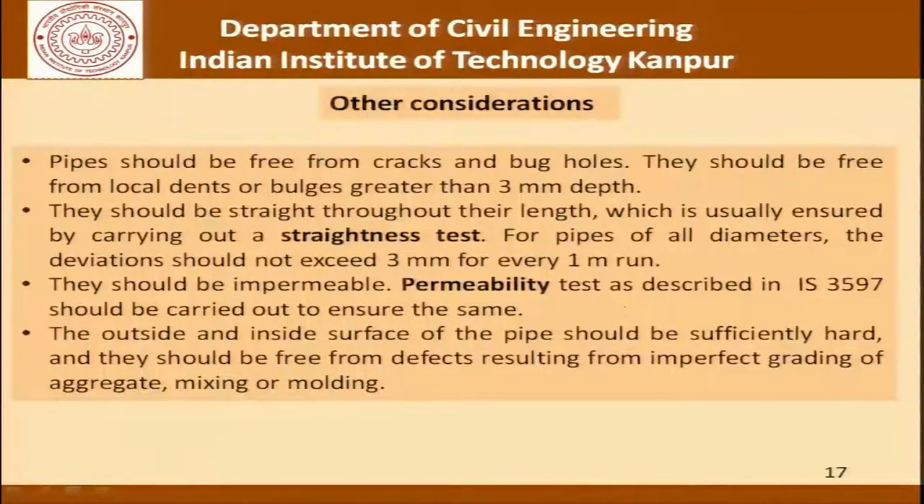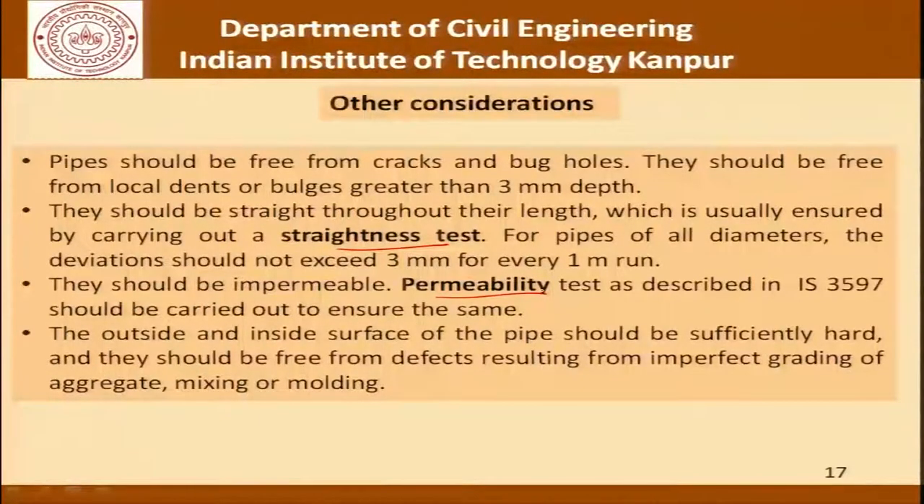They should be impermeable. Permeability tests as described in IS 3597 should be carried out to ensure the permeability, and the outside and inside surface of the pipe should be sufficiently hard, and they should be free from defects resulting from imperfect grading of aggregate, mixing or molding. So we have tests like the straightness test or the permeability test also described to ensure that the pipe meets the requirements.